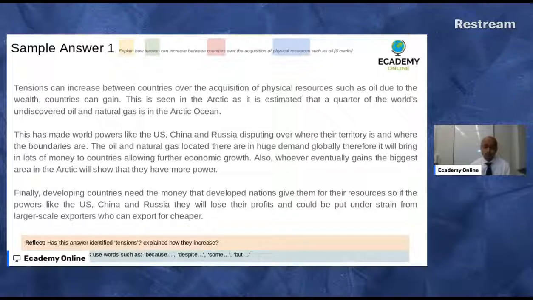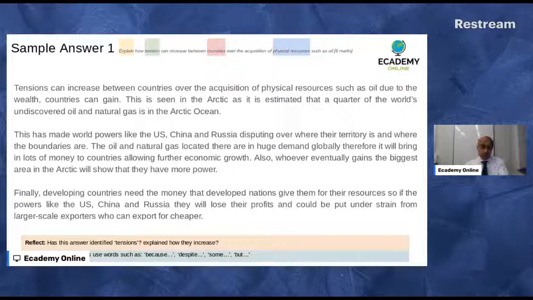It's really important that in your first sentence, you establish your authority over the answer, right? Remember, you're meant to demonstrate your authority, that you really know what you're talking about. And starting a sentence with 'tensions can increase over physical resources', yes, I already know that at A level. You're just repeating back to me the question that's been written for you, right? So instead of doing that, just go straight into it and say, countries such as Russia and Canada are in conflict with each other as seen in the Arctic Ocean.